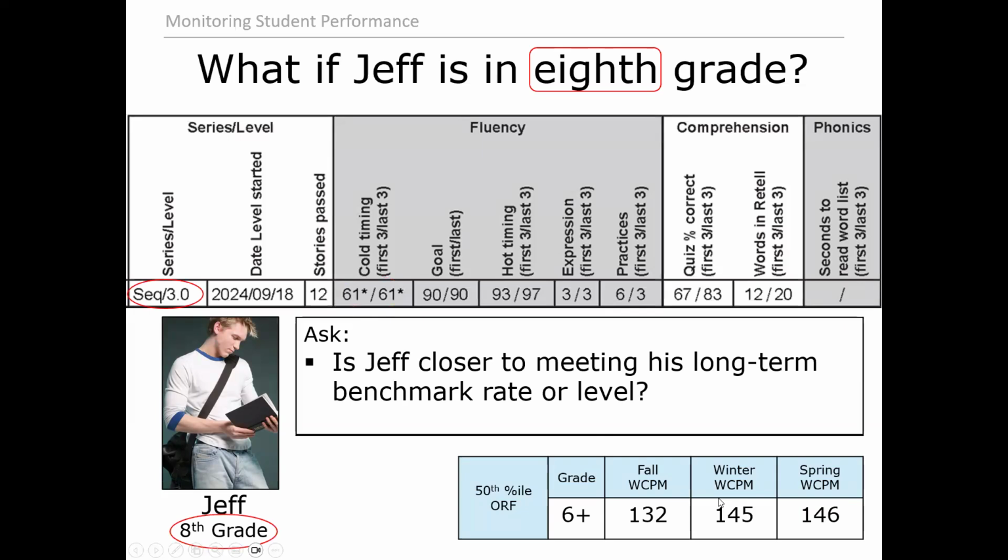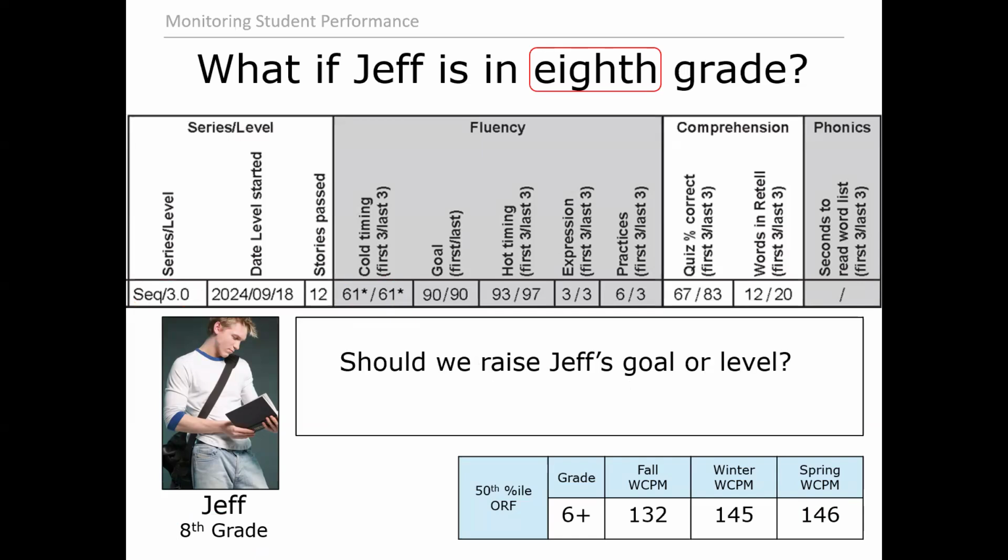But he's an eighth grader in 3.0. I don't know which one is further away. They're both a lot of a gap, right? There's a huge gap in both of them. He's 5 years below grade level. Would you raise his goal or would you get him into more difficult content?